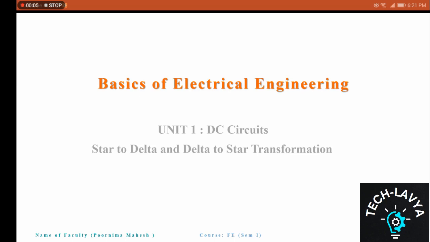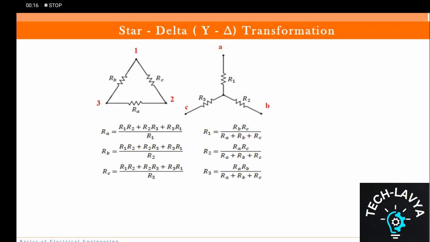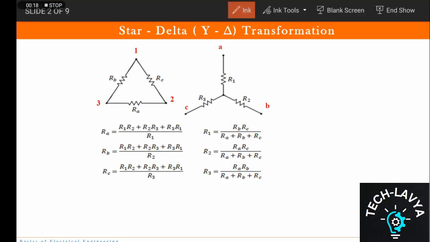Today we are going to discuss star to delta and delta to star transformation. Now, how do they exactly look like? We'll see that first. Now, this is how they look like. So basically, this type of connection is known as star connection, and this type of connection is known as delta connection. Fine.